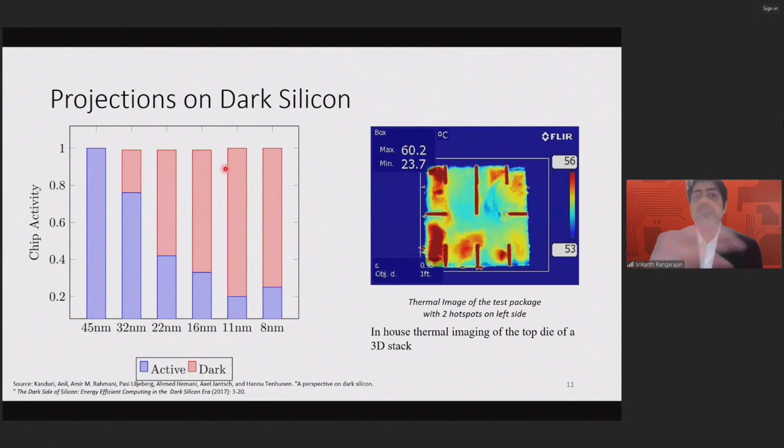And the projections on dark silicon, when we look at them, are really frightening, because from 45 nanometers to 8 nanometers, we see that the amount of dark silicon space in a chip has continued to grow. And it seems like most of the chip might stay inactive. This was the projection from the ITRS that was published in 2015.